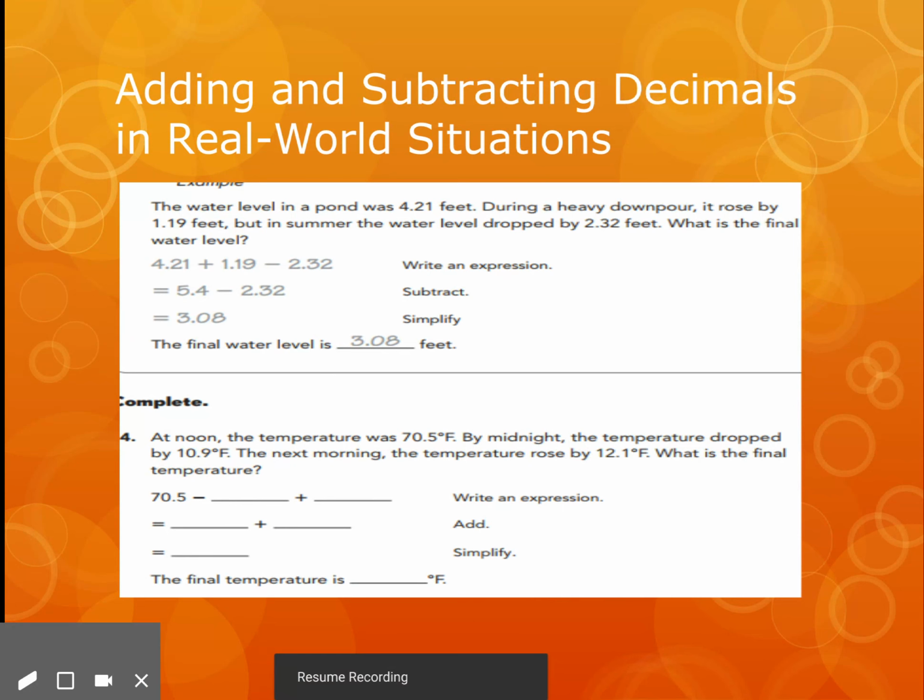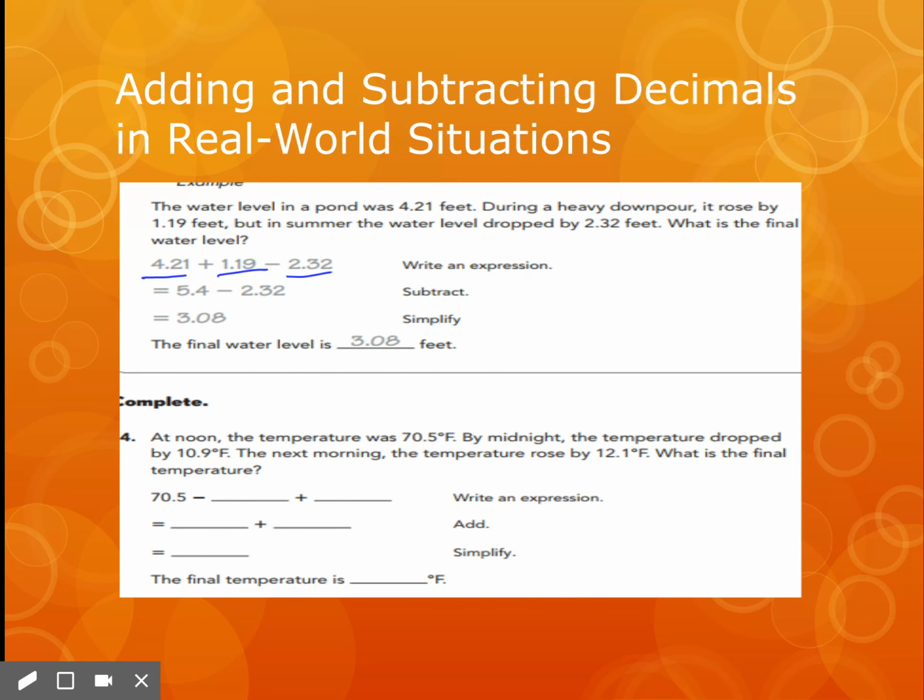On this next page, we're doing real world situations or word problems. The water level in a pond was 4.21 feet. During a heavy downpour, it rose by 1.19 feet. But in summer, the water level dropped 2.32 feet. What is the final water level? They're using the information here. It started at a positive 4.21. Then it rained and the water level went up, so we're adding 1.19. Then it says the water level drops, so that's subtraction by 2.32.